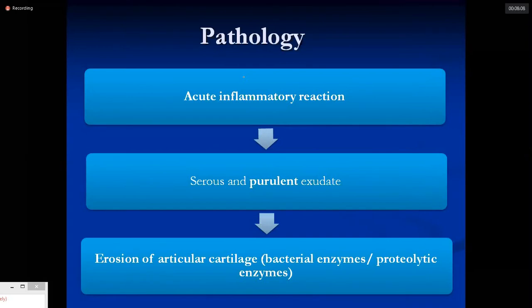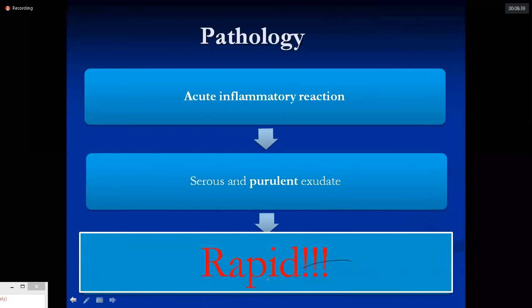So what's the pathology? There is an acute inflammatory reaction. This leads to serous and purulent exudate, and this exudate has enzymes. One is the bacterial enzymes produced by the bacteria, the other is the enzymes produced by our own body. These two will try to destroy the cartilage. So there is erosion of the articular cartilage by the bacterial enzymes and also the proteolytic enzymes. This will cause destruction of the joint cartilage. And remember, this is very rapid. In contrast, in arthritis caused by a tubercular joint, Mycobacterium tuberculosis, the progress is very slow. However, for each and every pathogenic organism, the destruction of the joint or the progression of the disease is very rapid.